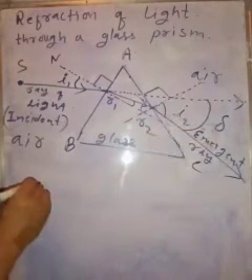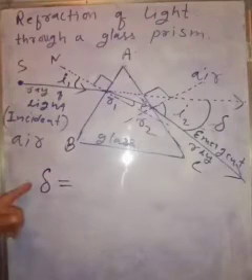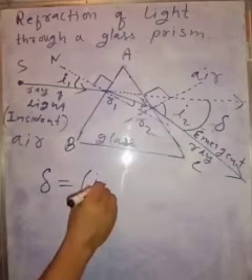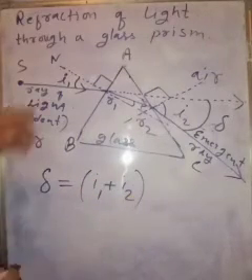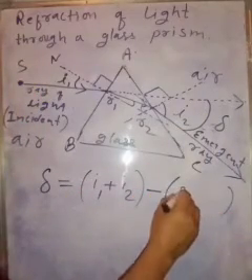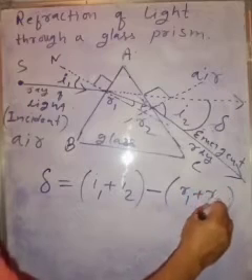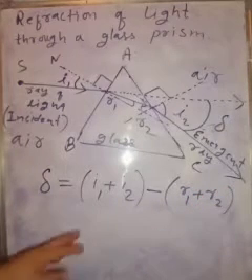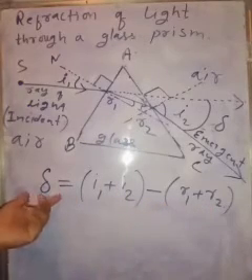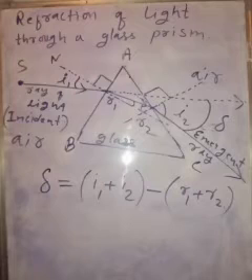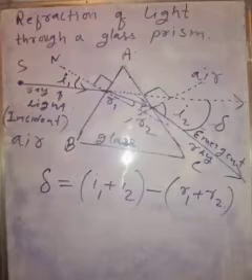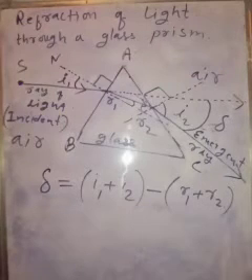This delta is given here. This is called the angle of deviation. Delta is given by I1 plus I2, you have to add, and subtract the sum of R1 plus R2. If you know I1, I2 and R1 and R2, you will get the angle of deviation, or how much it has changed the direction. This delta tells about the change of direction, or how much it is deviated.